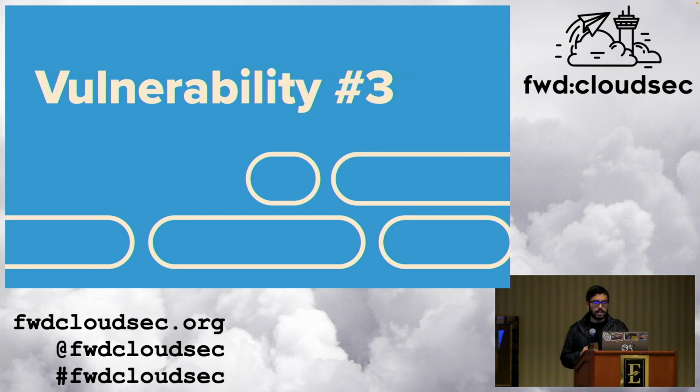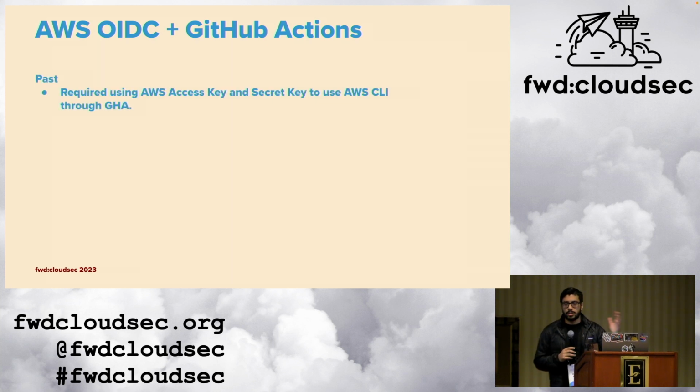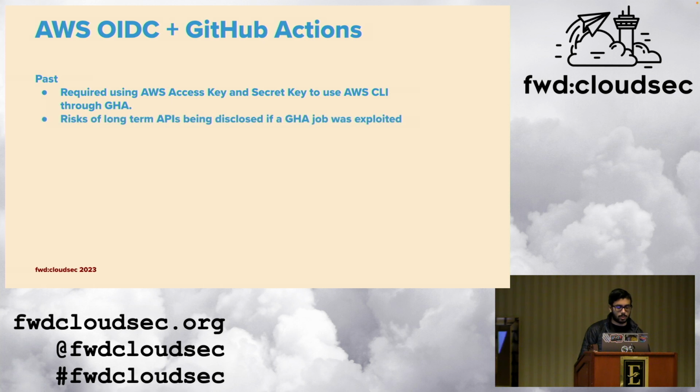And then finally, the third vulnerability which we spent this year on is looking at AWS OpenID Connect and GitHub Actions. Now at first, when you used GitHub Actions, the easiest way to connect with AWS was through the secret key and access key that you'll reference as secrets in your workflow.